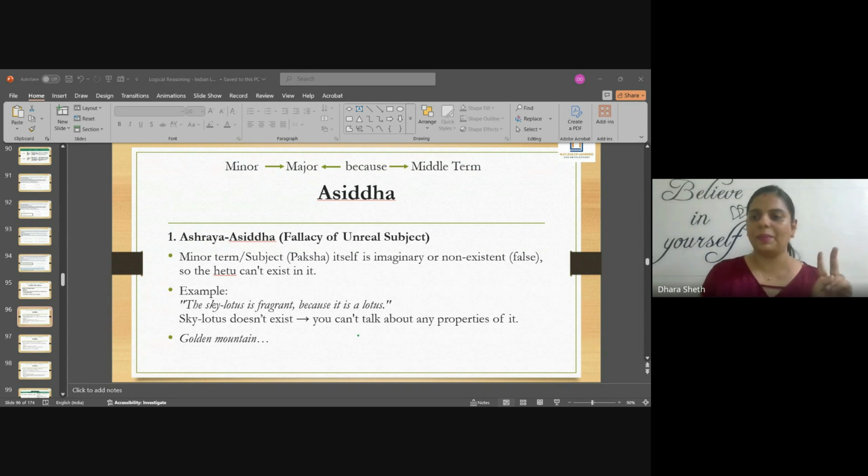Another example that they give is of golden mountain. Golden mountain is so and so because it is so and so. Golden mountain does not exist. Sky lotus does not exist. Sky flower does not exist. Clear with this concept? The subject does not exist in this world. It is imaginary. Clear? Ashraya asiddha? Guys, I need response. Yes? Thank you.